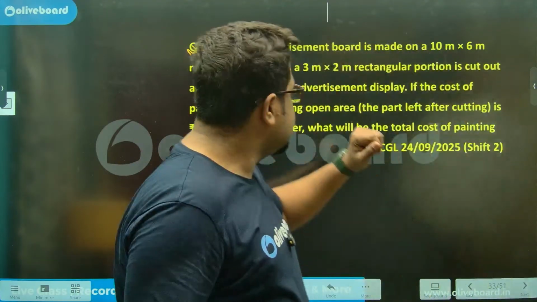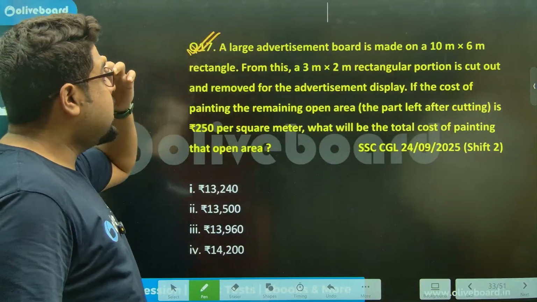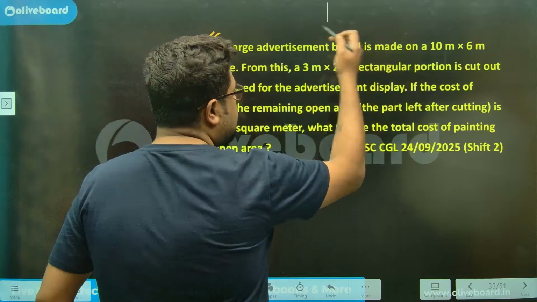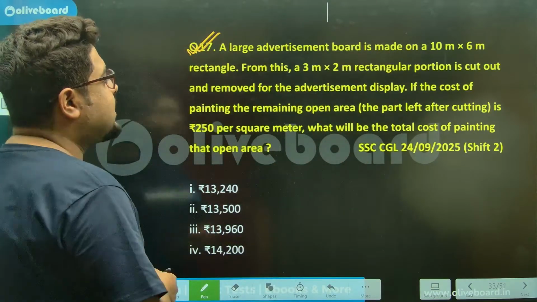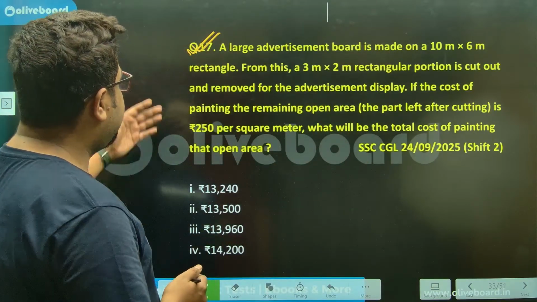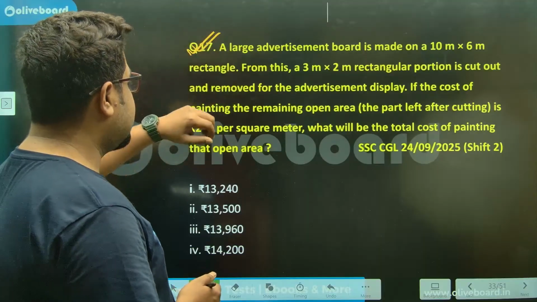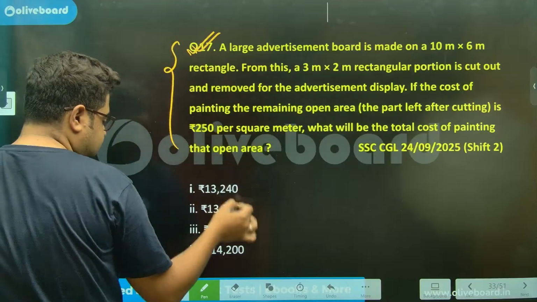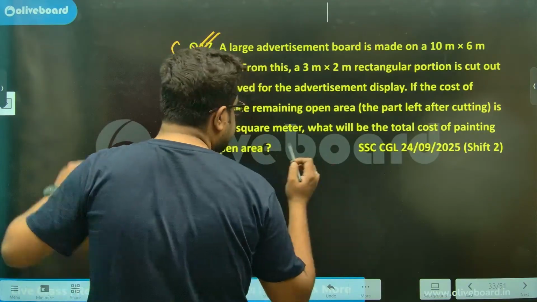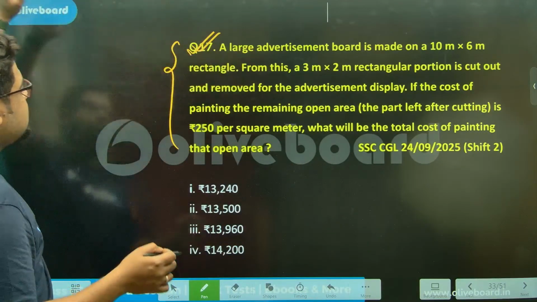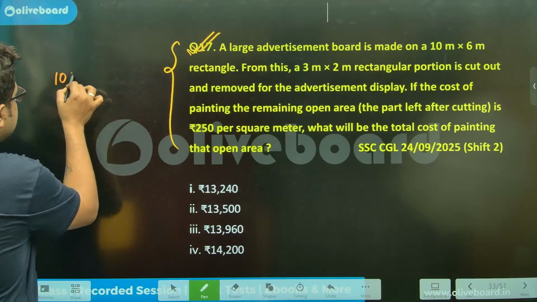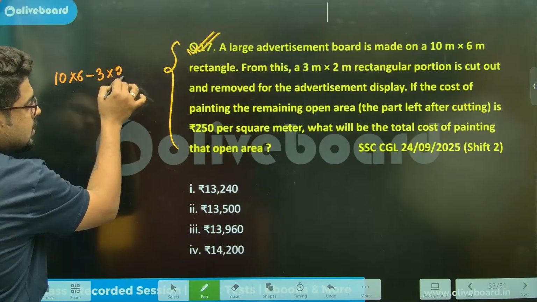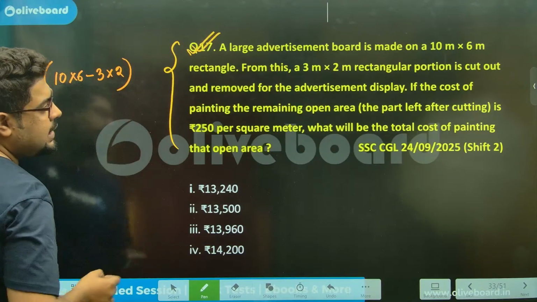Let's see, sir. A large advertising board is made on a 10 by 6 rectangle. And this much rectangular portion is cut out and removed from the advertisement display. What is the area remaining after taking out a certain portion? Total area is 10 into 6. From there, how much they have taken out? 3 into 2. Now, this is the remaining area.